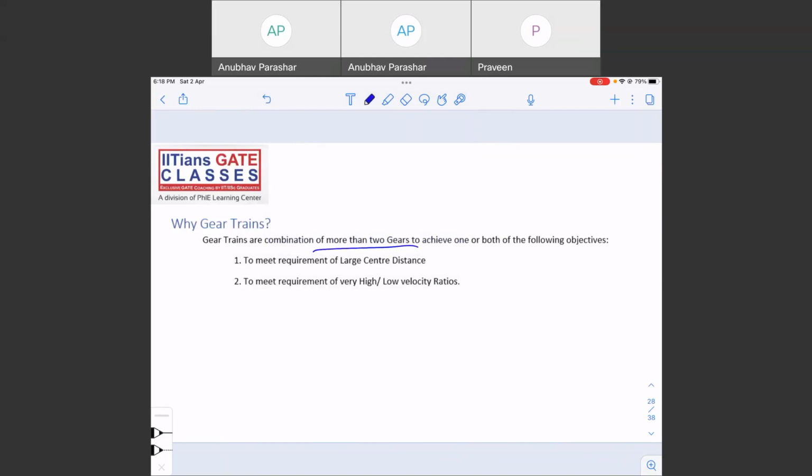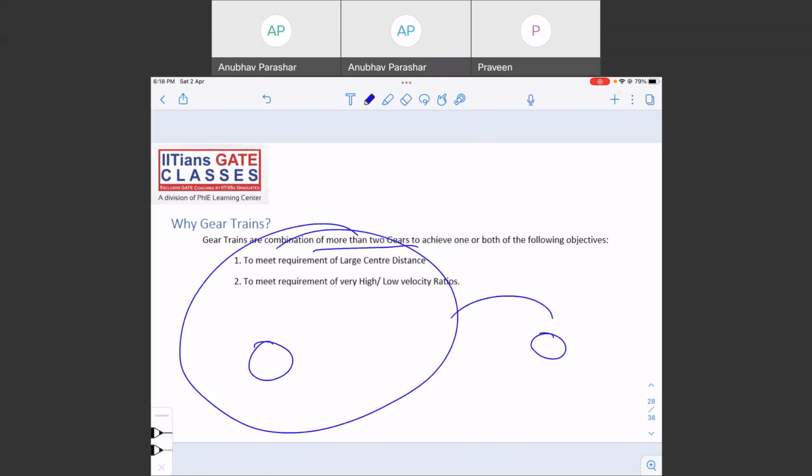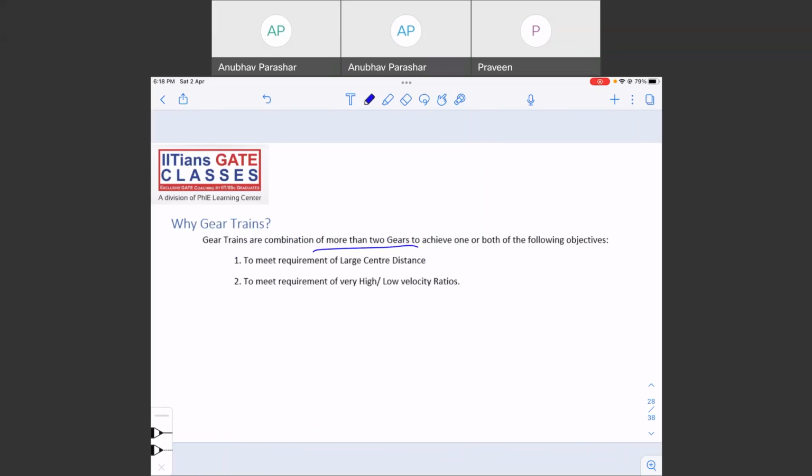So why exactly are gear trains used? For two purposes, basically: to meet large center distances and to meet very high or very low velocity ratios. If the center distance between the shafts is very large, instead of using very large gears, we use gear trains, because large gears will have the problem of inertia. The initial torque required to start those gears will be very high, and it will not give you good efficiency in terms of power transmission.